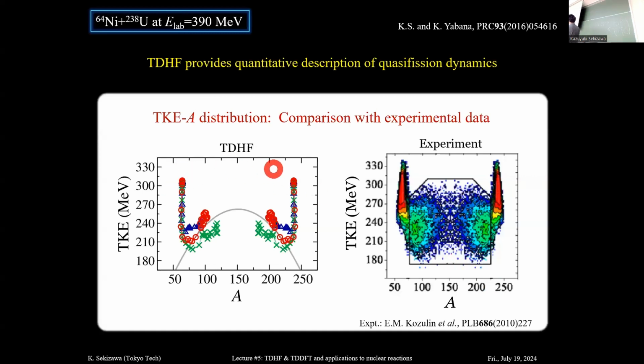Okay, let me explain one by one. As you can see, you have these peaks of TKE at around mass number 64 and 238. Those correspond to quasi-elastic scattering, or larger impact parameter. In such a case, energy dissipation doesn't take place, so excitation energy is small and kinetic energy is large. So we do not have energy dissipation.